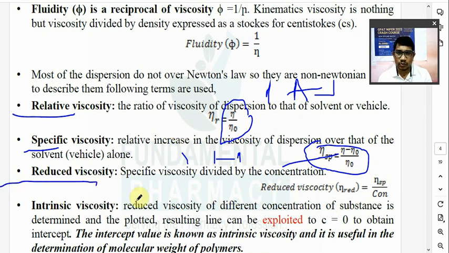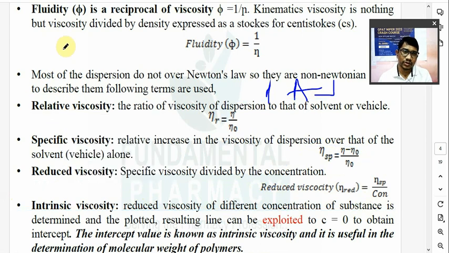So specific viscosity divided by its concentration. Simply, specific viscosity divided by concentration, that is the reduced viscosity. So remember, viscosity is denoted by eta. Fluidity is nothing but the reciprocal of viscosity. Kinematic viscosity, you know that.